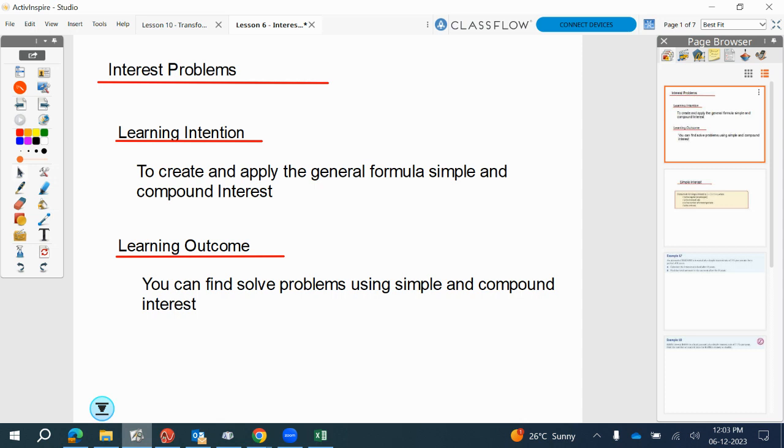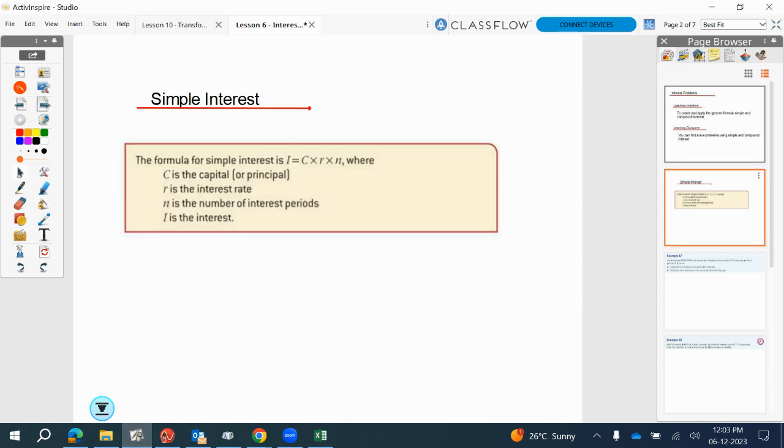Interest problems. We are going to look at simple interest and compound interest. So simple interest has a formula. To calculate the simple interest, you take the capital or the principal, you multiply it by the interest rate, and then however many years it's going to increase.